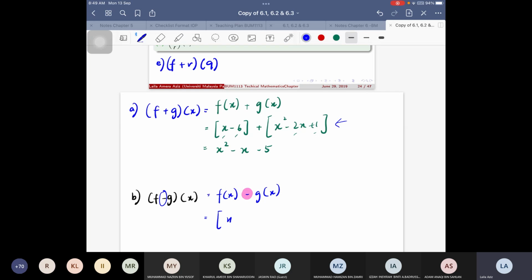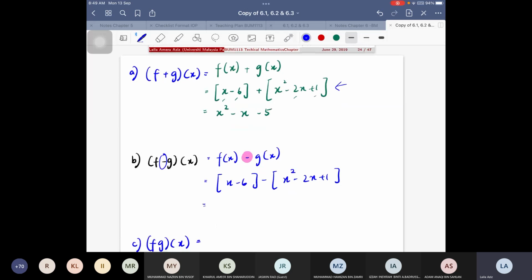So f of x adalah x tolak 6. So tolak dengan g of x. So that is going to be x square tolak 2x tambah 1. So sama juga operation dia macam tadi. So bila kita simplify, yang ni akan ada negative x square. So don't forget about the negative. Yang ni akan jadi x tolak negative 2x. So that is going to be a positive of 3x. So negative 6 tolak 1, that is going to be negative 7. So tu ada kita punya function f tolak gx.